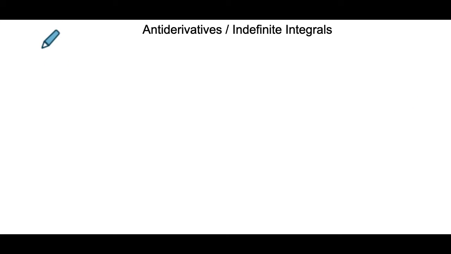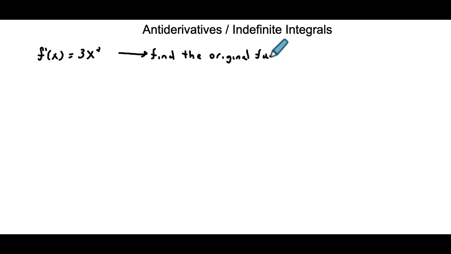So for example, if you know that the derivative of some function is equal to 3x squared, then what if I wanted to figure out what was the original function I took this derivative of? So I want to find the original function. That is the antiderivative. Starting with the derivative and figuring out what the original function was.